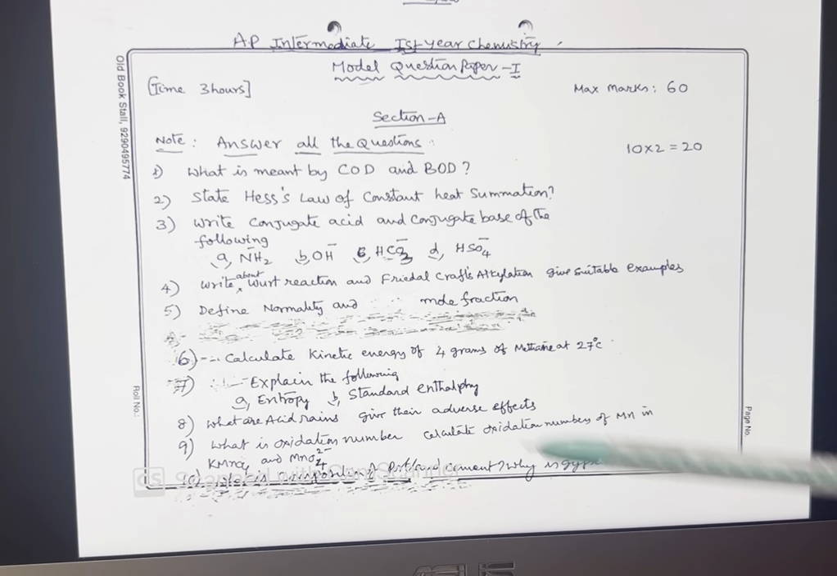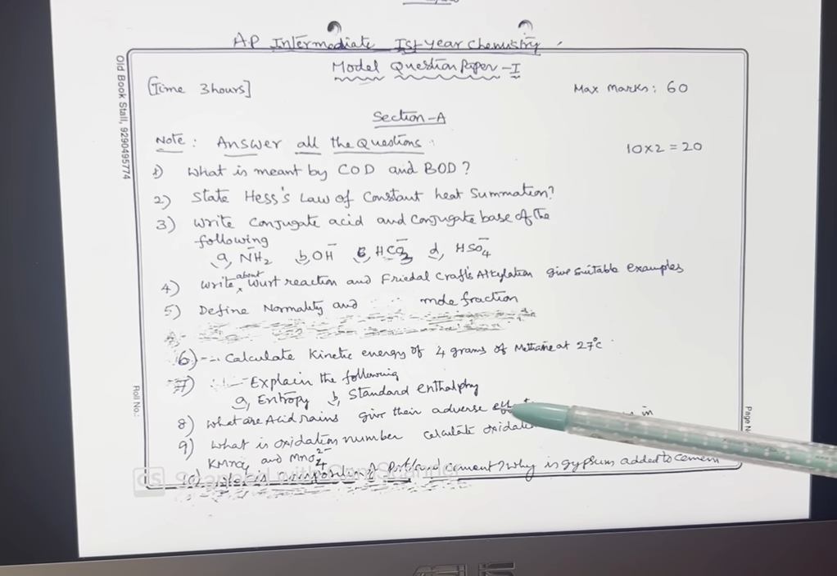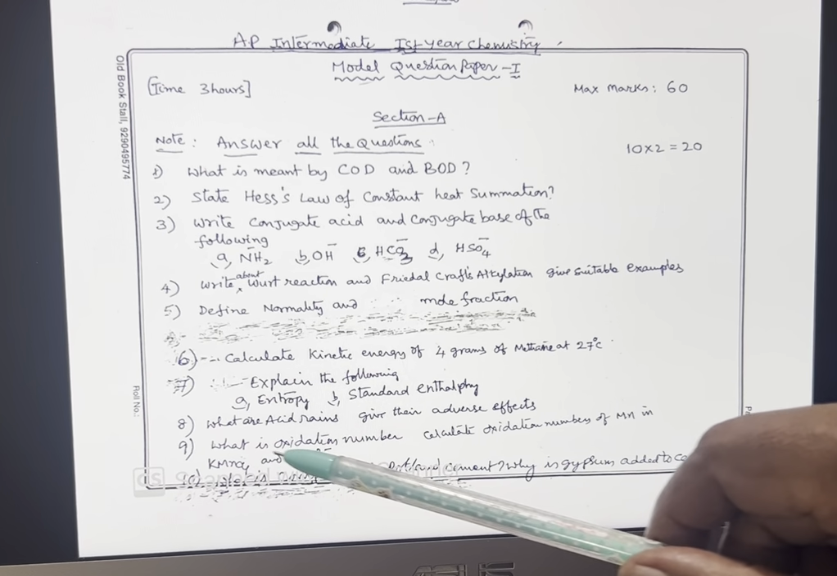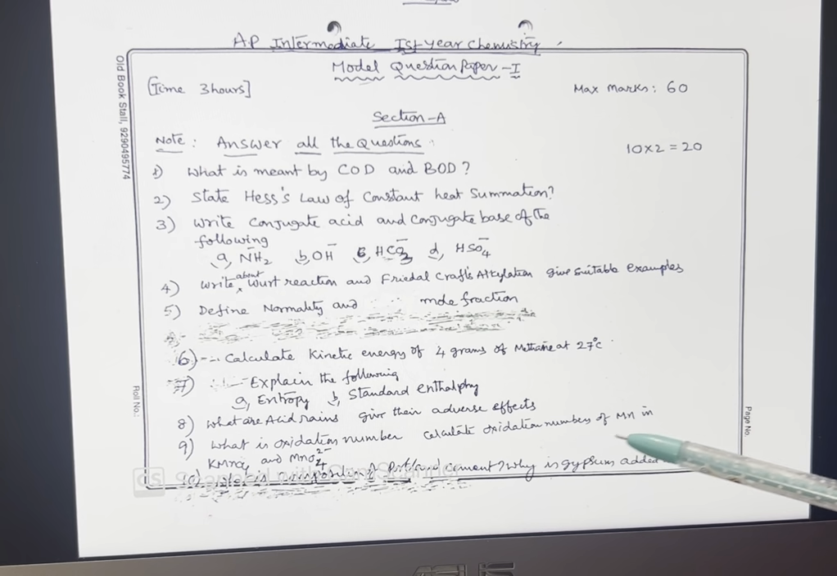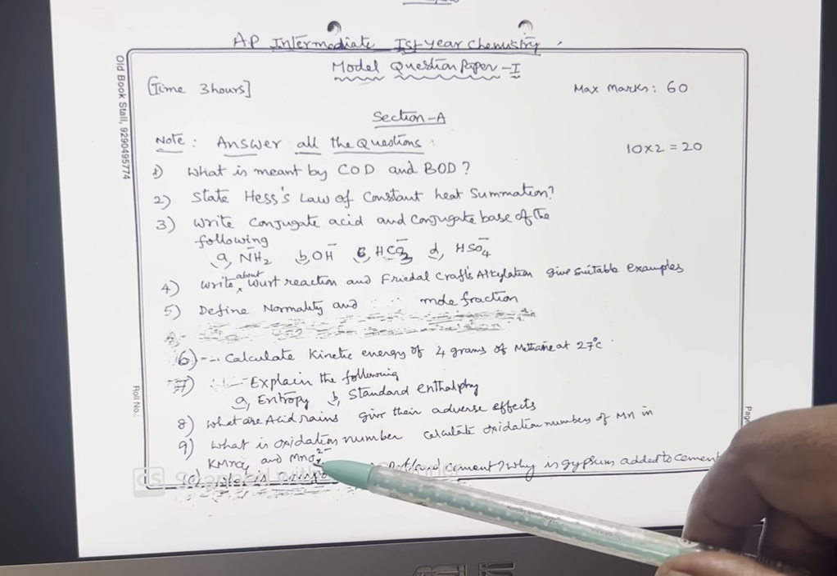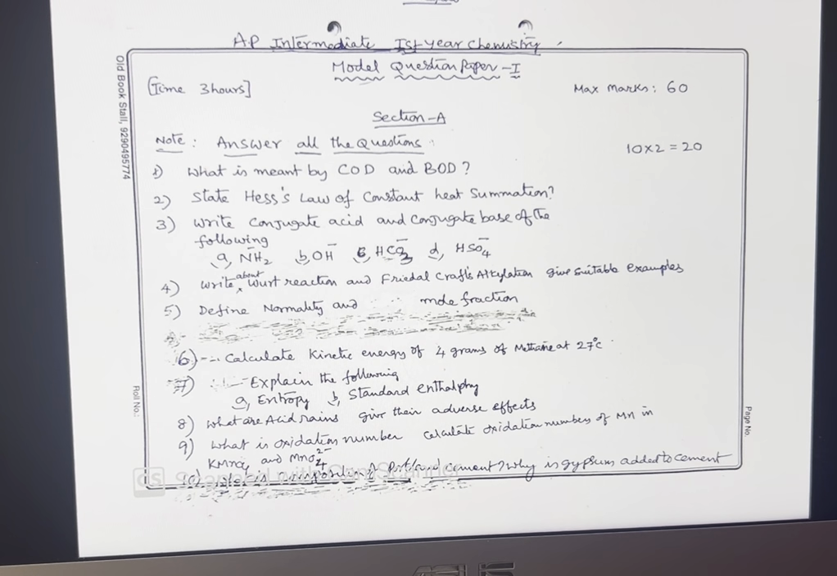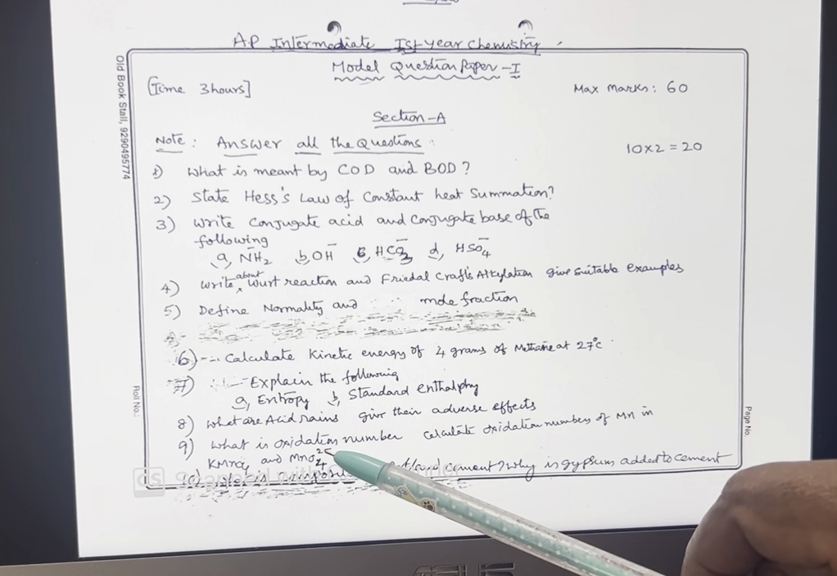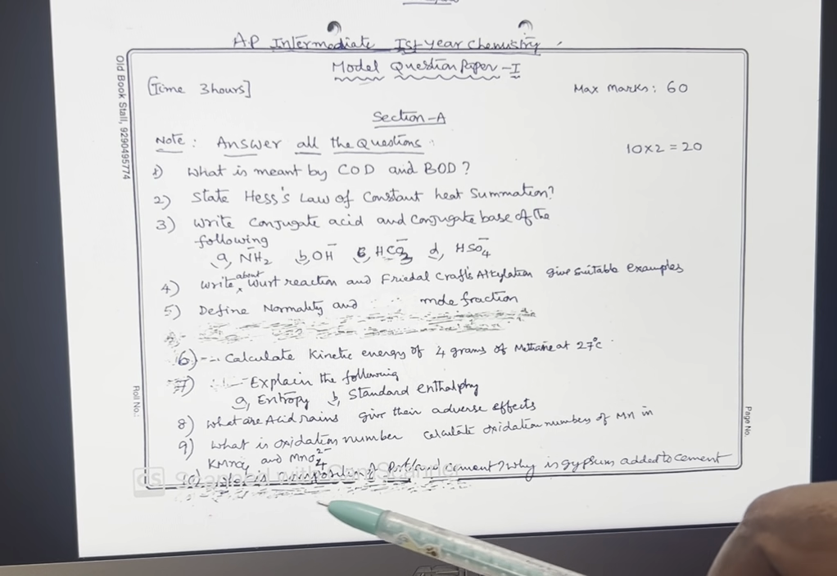This is 4 marks weightage. This is 2 marks and this 2 marks, total 4 marks. What is oxidation number? Calculate oxidation number of Mn in KMnO4 and MnO4 2 minus. You have to calculate the oxidation state of Mn. See, this is MnO4 2 minus, not 1 minus.